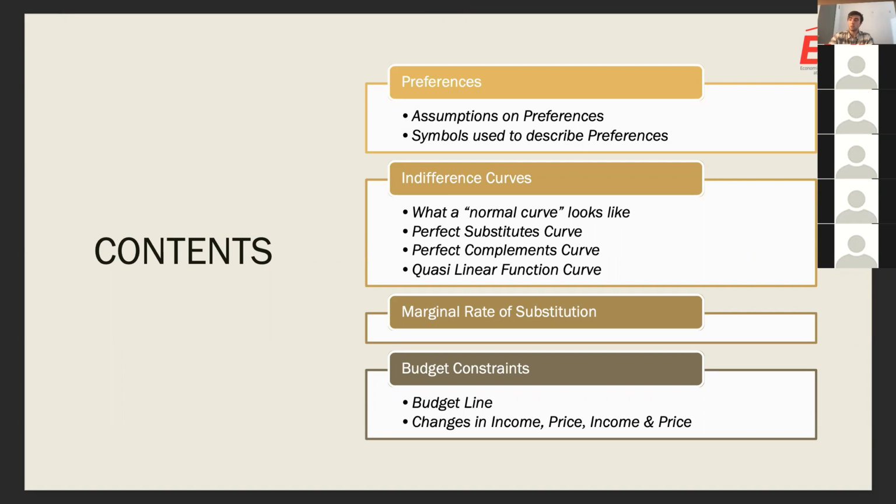After that, we will be covering indifference curves, what the normal curve looks like, perfect substitutes, all those special relationships, perfect complements, quasi-linear function curve, as well as the Cobb-Douglas function curve, which is probably going to be the most common thing that you will see just because it's the quote-unquote perfect economic function curve. We'll also be going over some marginal rate of substitution, as well as budget constraints, covering the budget line, changes in income, price, and what happens to the budget line if you see a change in both income and price.